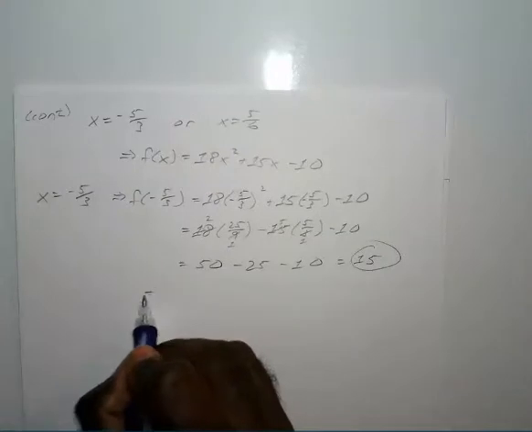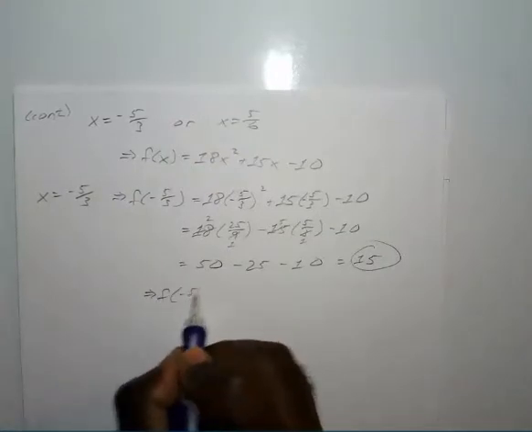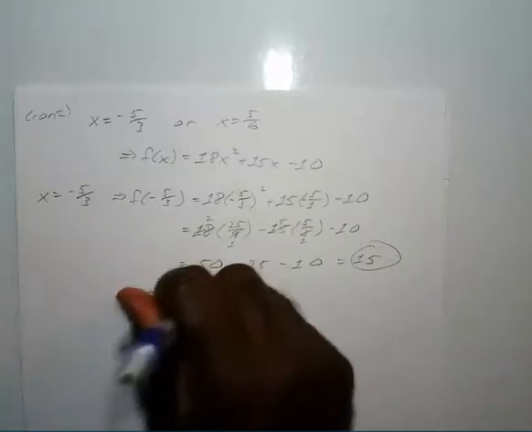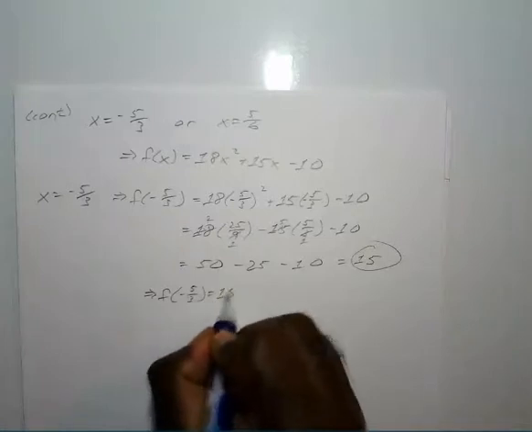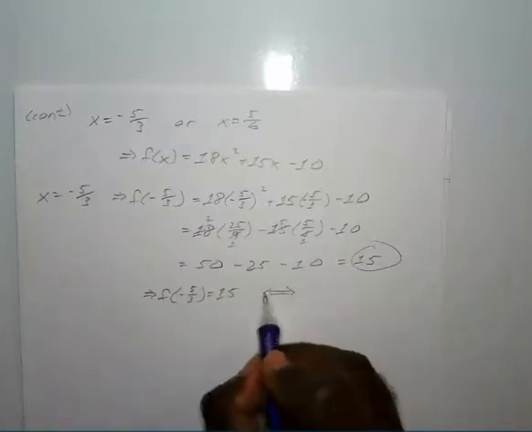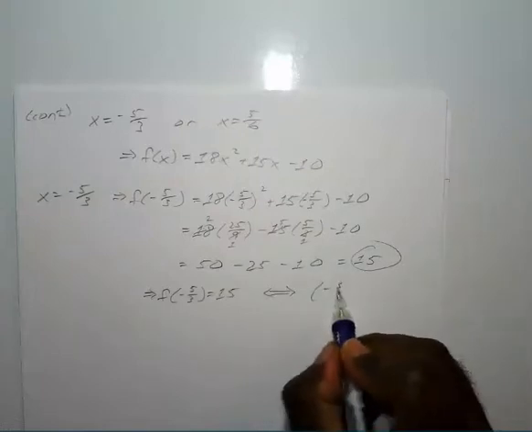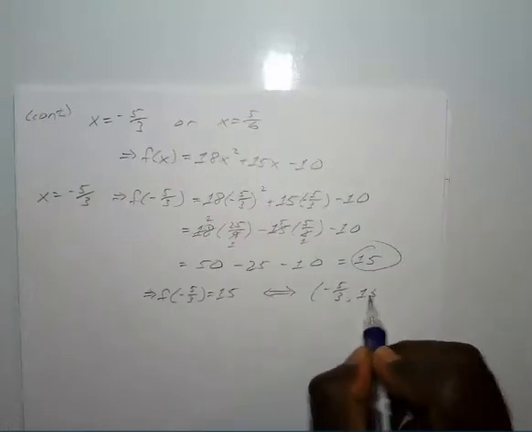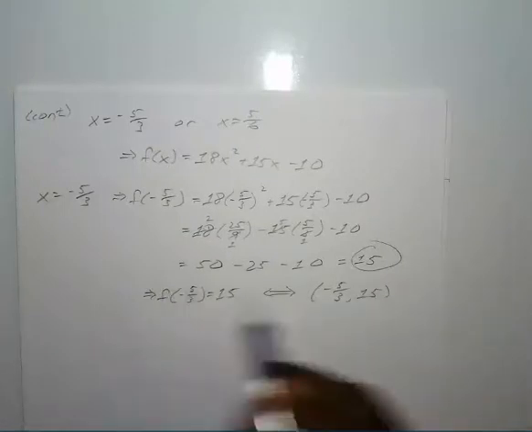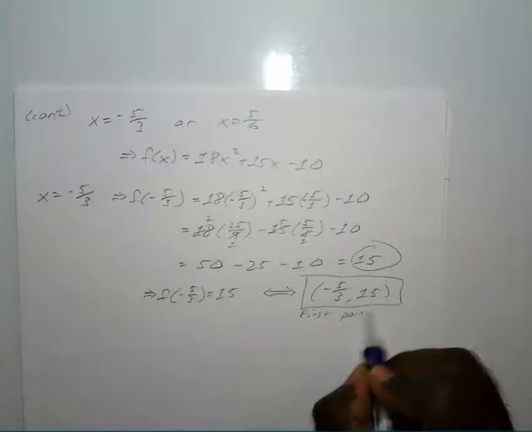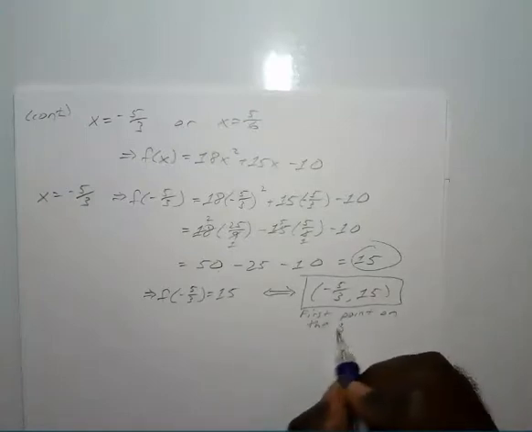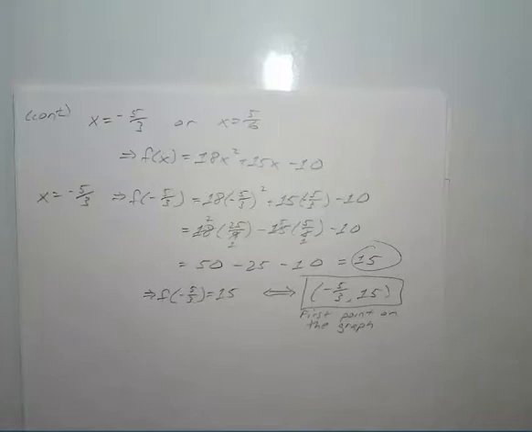Okay, so we know that f of negative 5 over 3, let's clean that up a little, equals 15, which gives us the point negative 5 over 3, 15. That's the first point on the graph. So now we just have to find the second point on the graph.